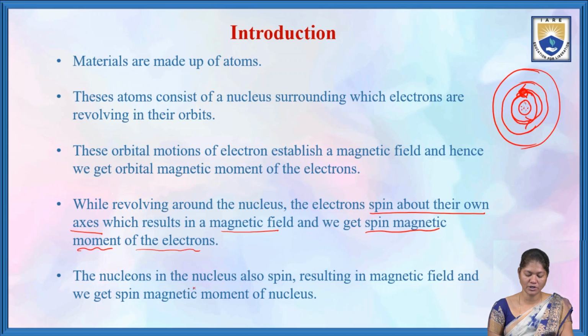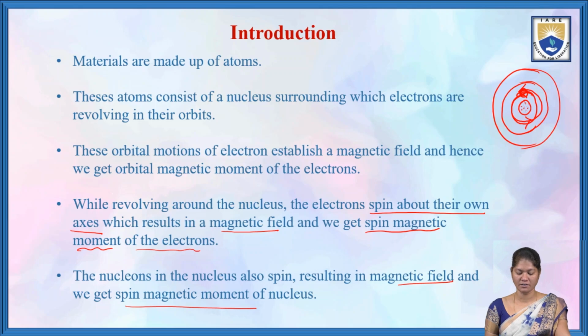The nucleons in the nucleus also spin, resulting in a magnetic field, and we get the spin magnetic moment of the nucleus.